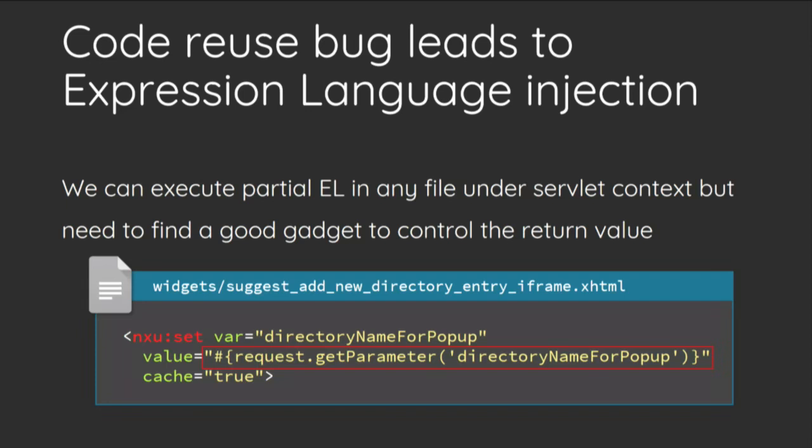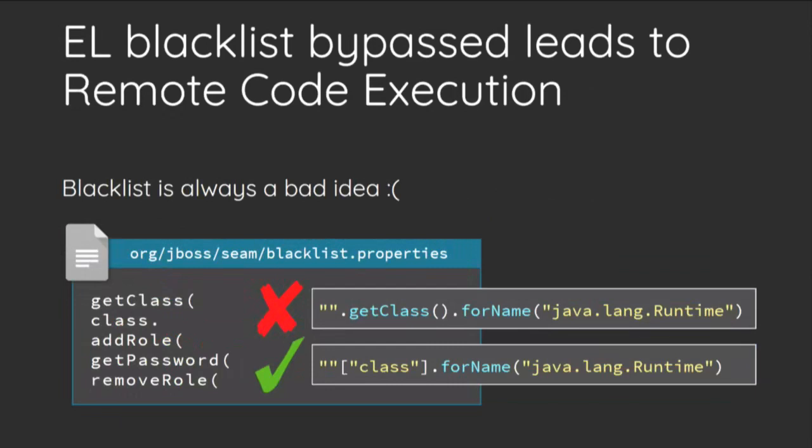But it's still not over yet. We failed to pop our shell. SYN also knows that EL is risky, so there is a blacklist to block dangerous invocations. However, it's just a simple string matching, and we all know that blacklist is always a bad idea. So we simply use the array-like operator to avoid the bad pattern.